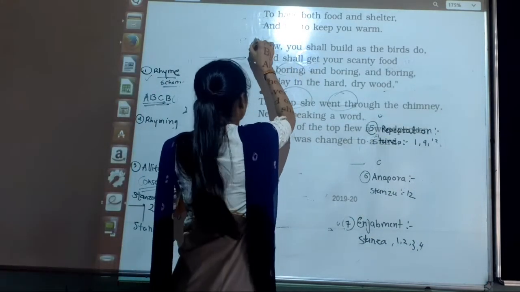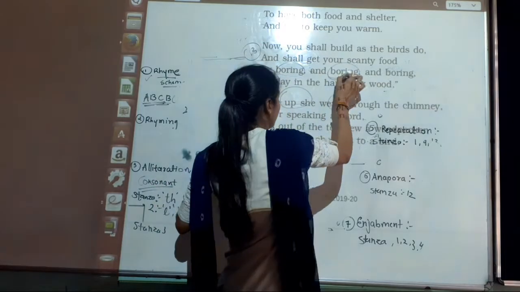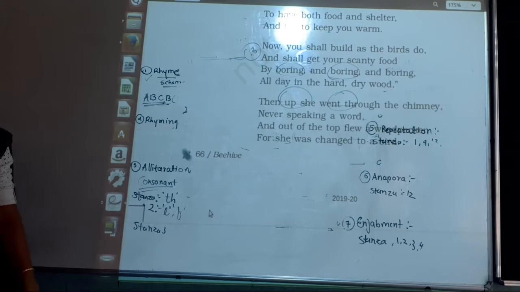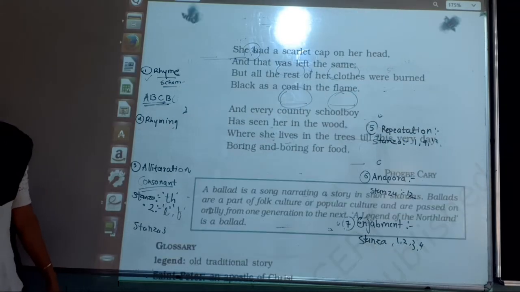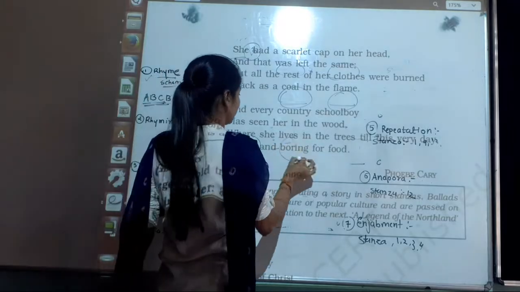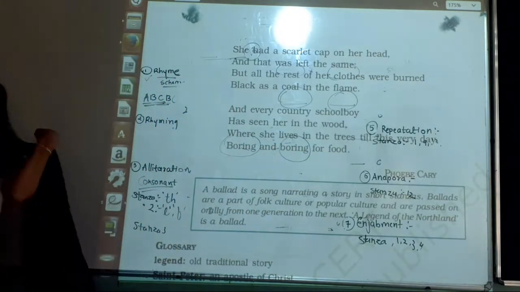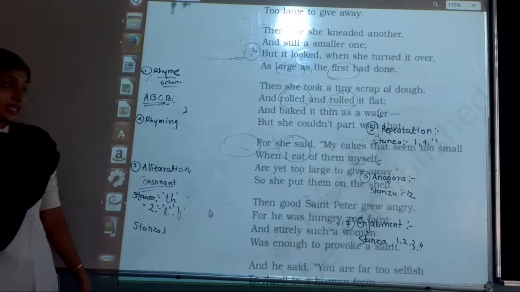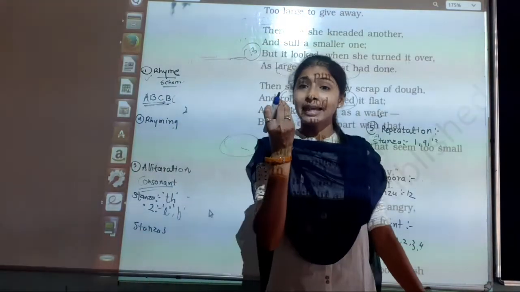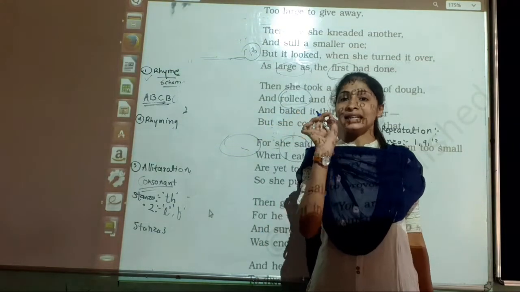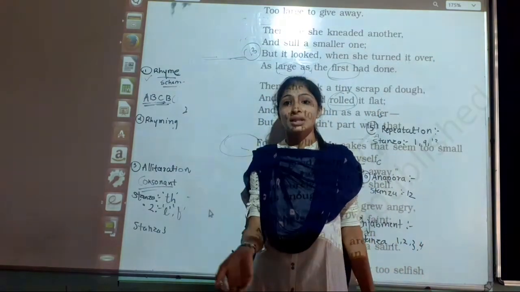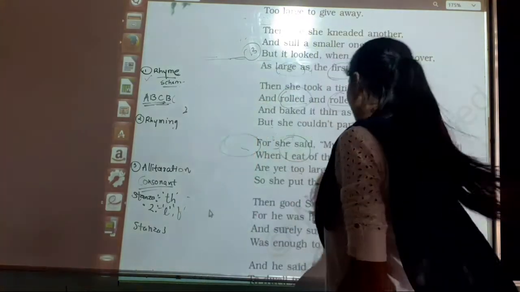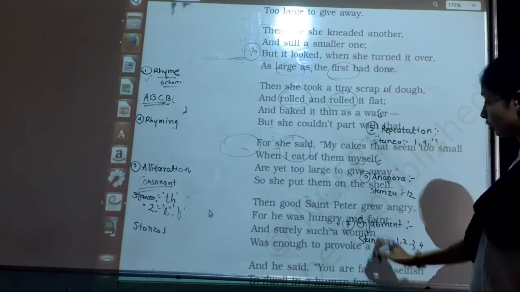Here, another in stanza number 13, "boring and boring." Here also is a word which gives us an example of repetition. Here also we can see in the last line of the last stanza, that is also an example. So repetition means we have to find the repeating word, right? If a word is repeated 2 times or more than 2 times in one line, that becomes an example of repetition. So here students, we have completed this 5th point, repetition.